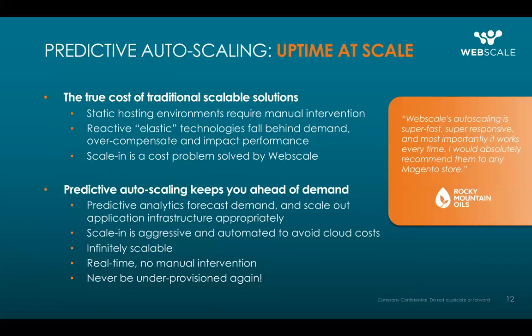And what I mean by that is, if you suddenly have a 10x or 20x traffic increase, your application servers need to have enough capacity to process that. In the traditional solutions that are out there today, they can range from static hosting, where you have a fixed capacity and you're either over-provisioned most of the time or under-provisioned when the traffic increase happens. And this is a very critical time, because when there's a traffic increase, it's very valuable traffic.